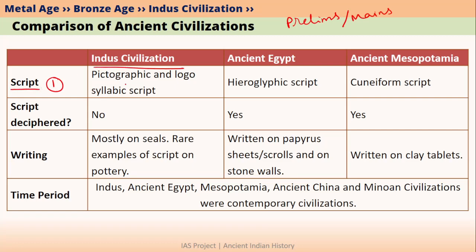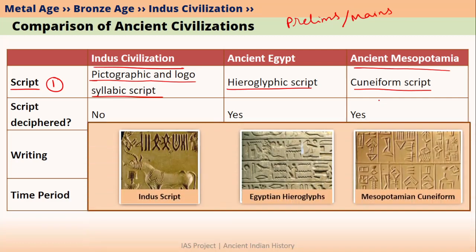In Indus Civilization, the script was pictographic as well as logosyllabic script. Whereas in ancient Egypt, it was hieroglyphic script. And in ancient Mesopotamia, it was cuneiform script. We have already talked about all these details in our previous videos. So this video is basically a comparison between different civilizations. So if you want to look at these scripts, you can see Indus script over here. And this is Egyptian hieroglyphic script. And this is Mesopotamian cuneiform script.